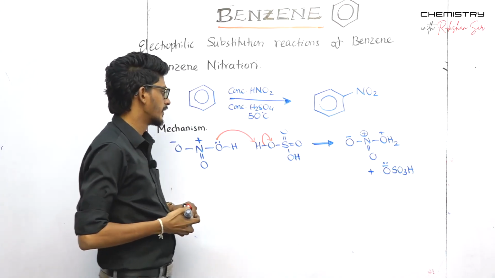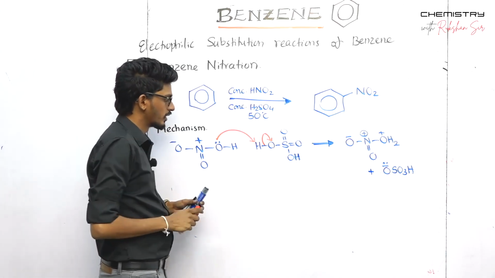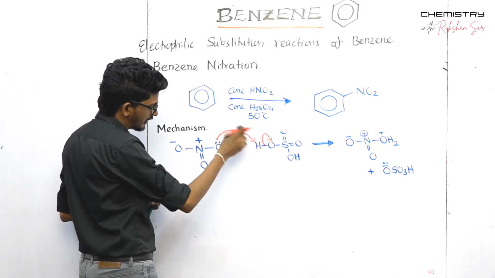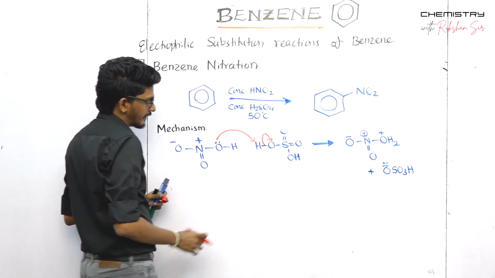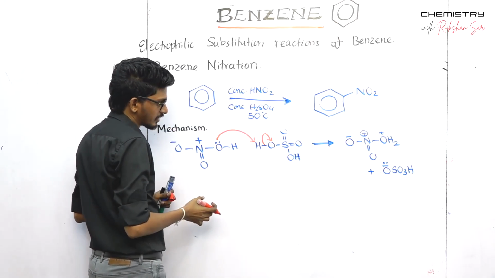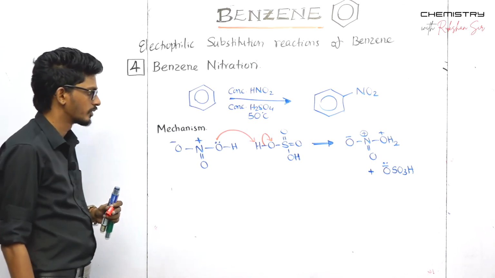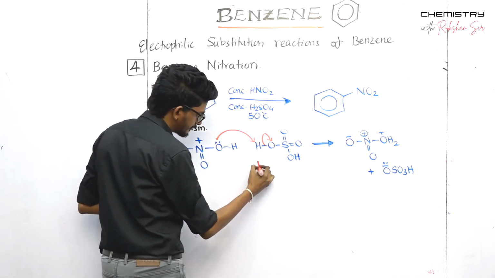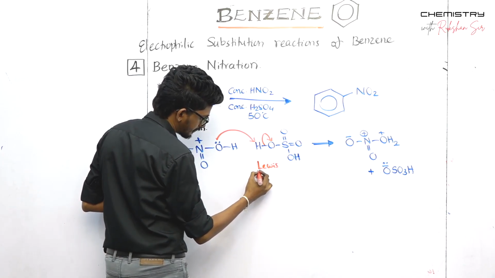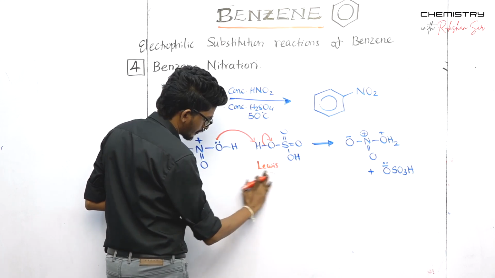Okay. So in this step, we can consider the H2SO4 as a Lewis acid, as it is accepting a lone pair. It could be considered as a Lewis acid as well as a Bronsted acid, because it is releasing an H plus, right? So both are okay, right? Lewis acid or Bronsted-Lowry acid.